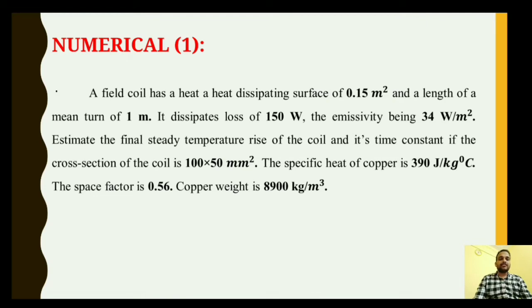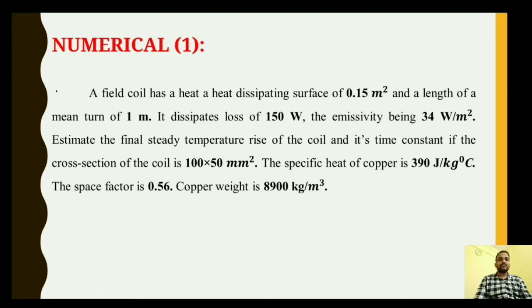The cross section of the coil is 100 by 50 millimeter square. The specific heat of copper, H, equals 390 joules per kg degree Celsius, and the space factor is 0.56. Guys, keep in mind while considering the numericals, we have to consider the space factor. You will learn this quantity as we proceed further in the upcoming units, right from the transformer to the synchronous generator. We will see the meaning of space factor in detail.